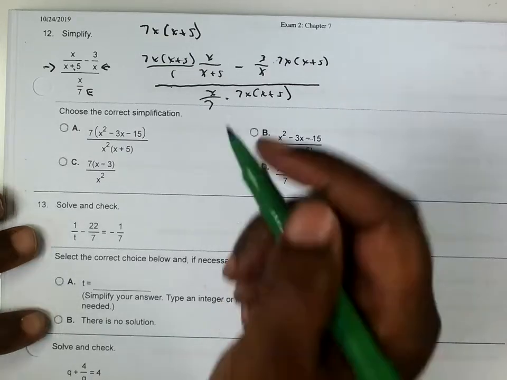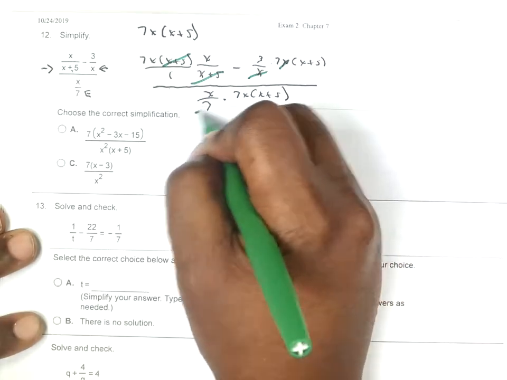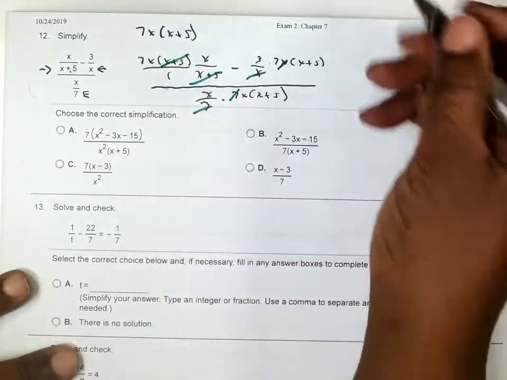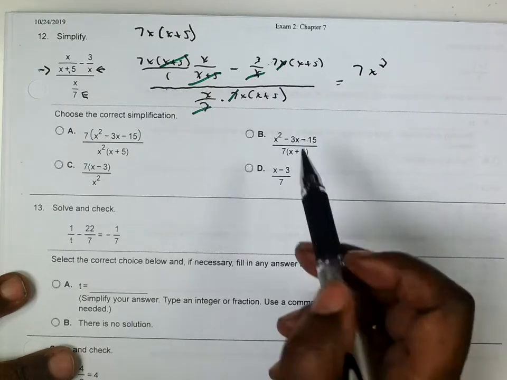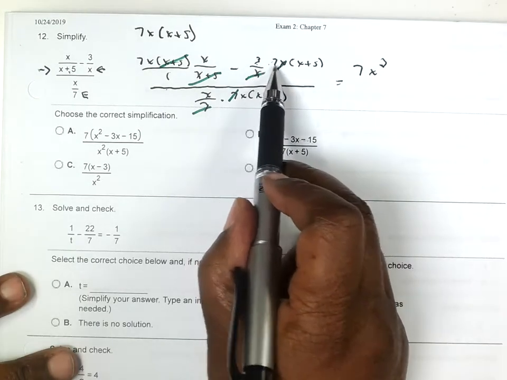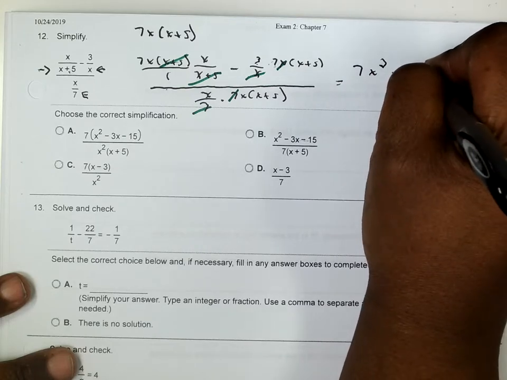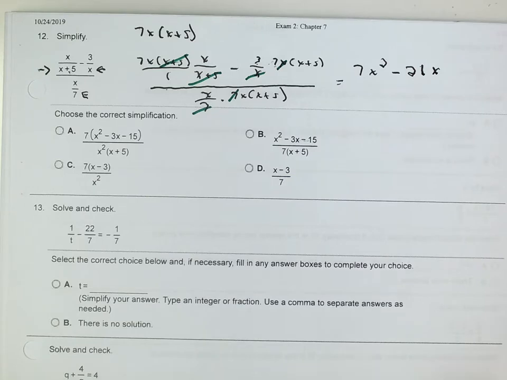And now the x plus 5's cancel there. The x's cancel there, and the 7's cancel there. So what do I have left? I have 7x times x, which gives me 7x squared. Then I have 3 times 7 times x plus 5, so I'm just going to write it as negative 21x. And then negative 21 times 5.